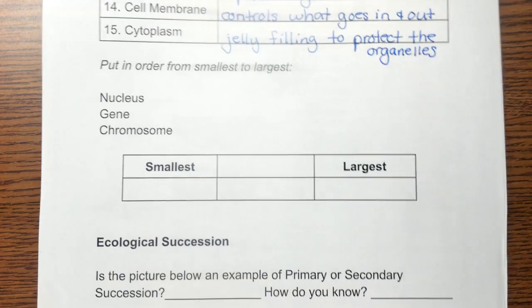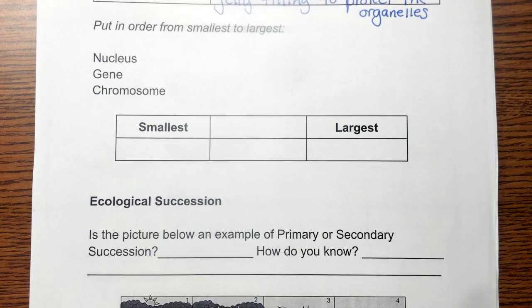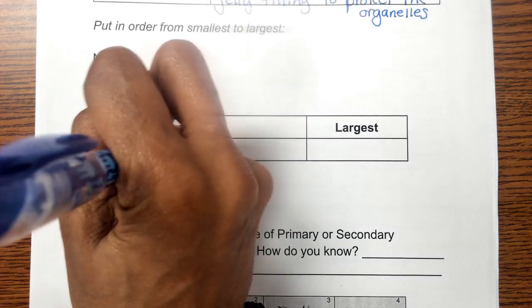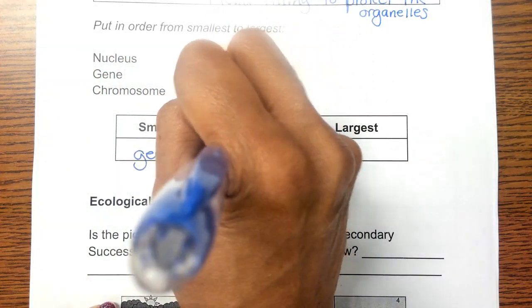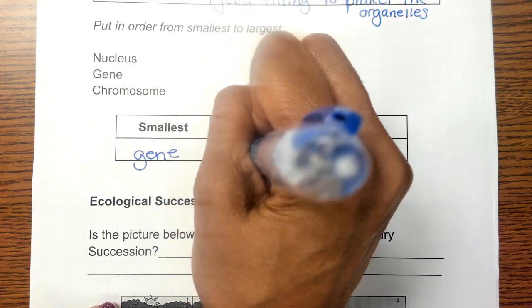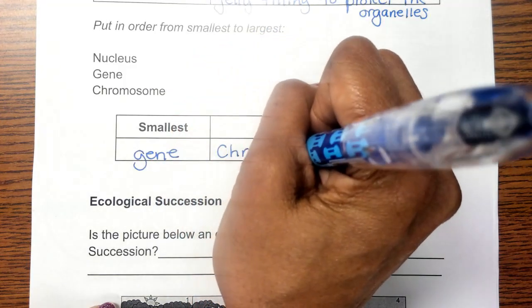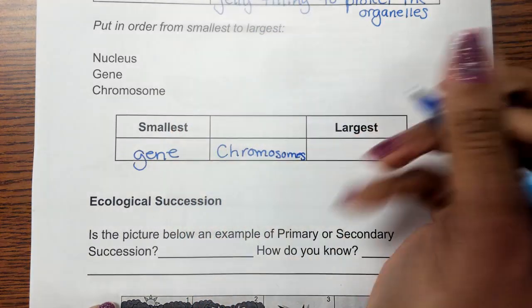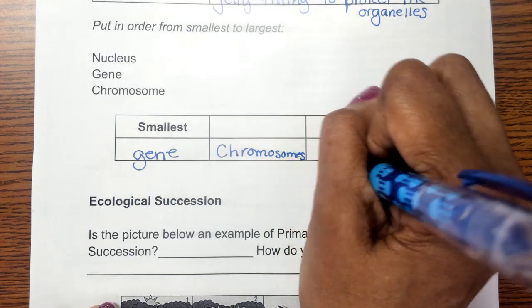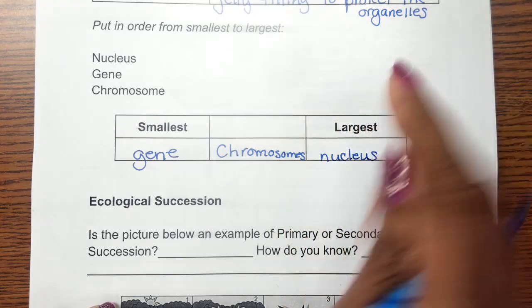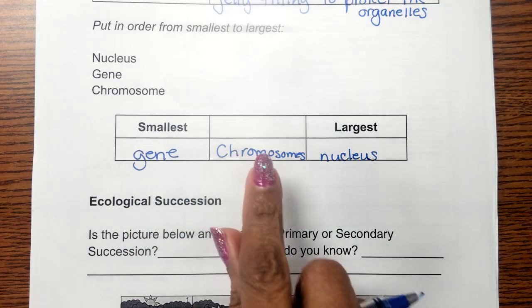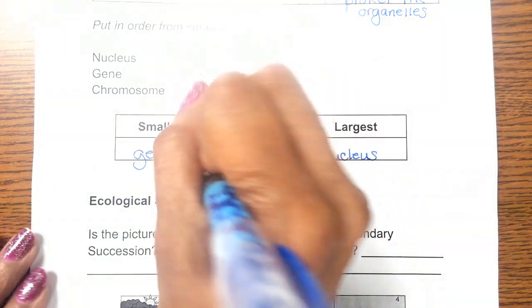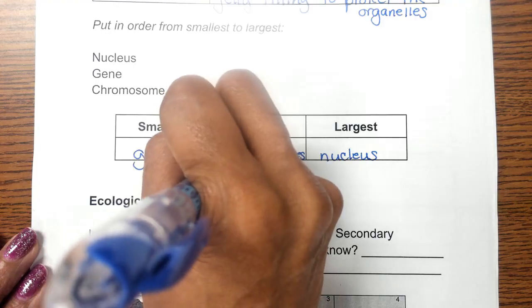All right, moving on. We're going to put these in order from largest to smallest. So your smallest is your gene. Genes make up chromosomes. And the nucleus is the brain that contains the chromosomes and the genes. So the genes are on the chromosomes, the chromosomes are in the nucleus, and these make up your DNA.